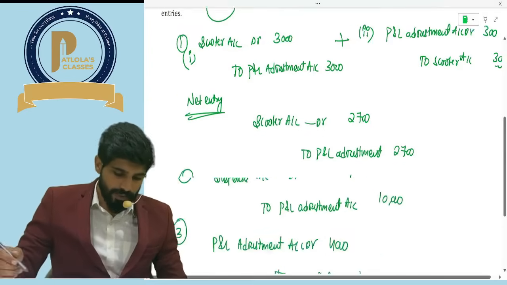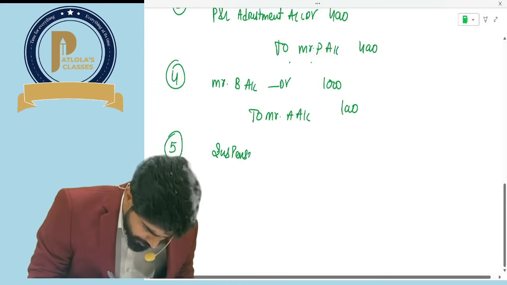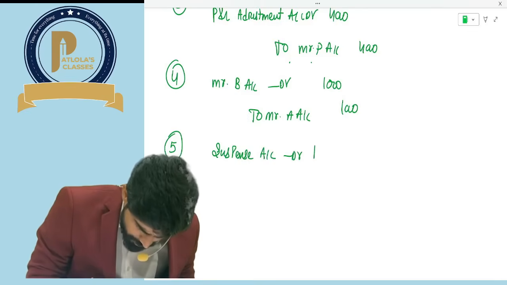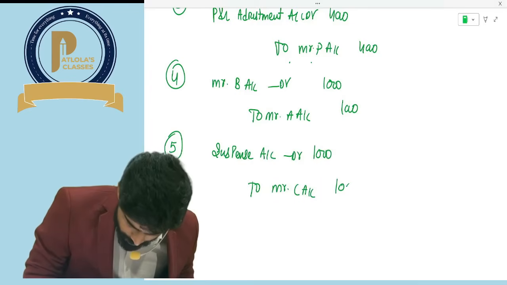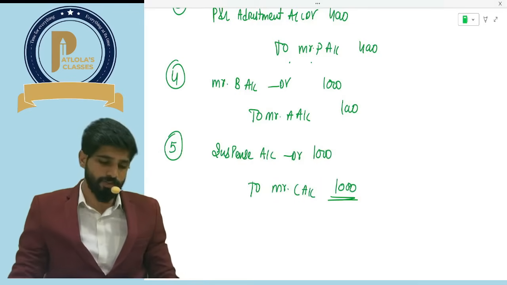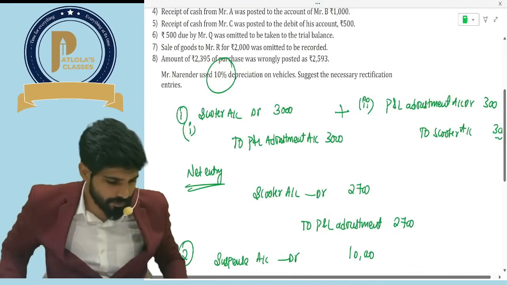So rectification entry will be suspense should be cancelled by debiting it. Suspense account debit 1000 to Mr. C account, 500 or 1000? 1000. One is to cancel, another is to actually credit. Wonderful. Please come to the sixth one. What is the sixth one?